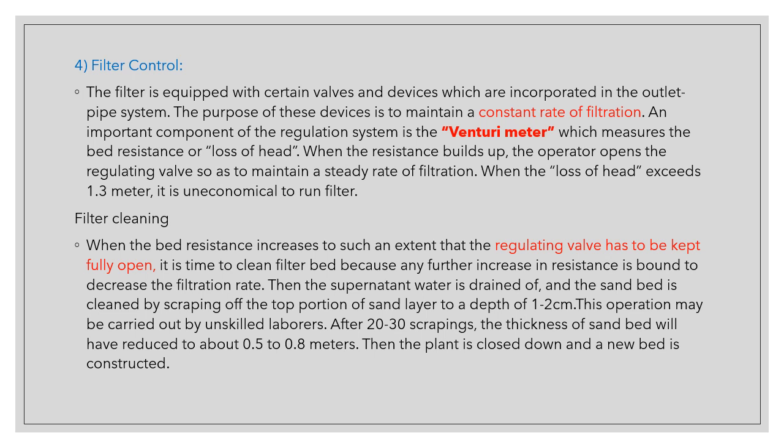The sand bed is cleaned and the top portion of the sand layer is scraped off to a depth of about 1 to 2 centimeters. Notice how only the first 1 to 2 centimeters of the sand bed is going to be scraped off, and the reason is this is the schmutzdecke. We're going to only get rid of the schmutzdecke. This operation can be carried out with unskilled laborers using very simple tools, and after 20 to 30 scrapings, the thickness of the sand bed will have reduced to about 0.5 to 0.8 meters. This is the time when the plant is closed down and a new bed has to be constructed.